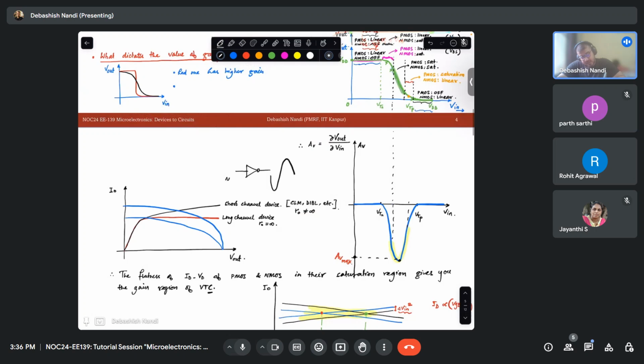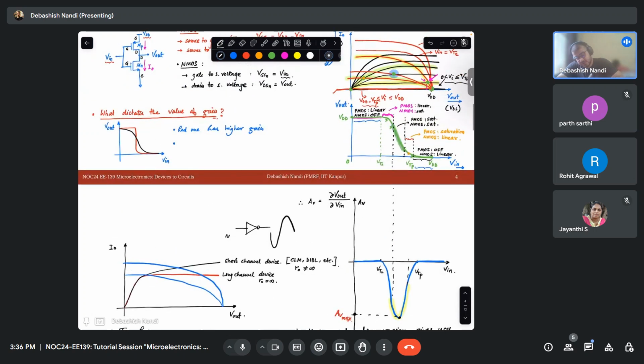By the way, let me point out one thing: if you draw a line, this line is your Vin equals Vout. The point at which it crosses the VTC is called VM. So your VM is called your switching threshold. Okay.